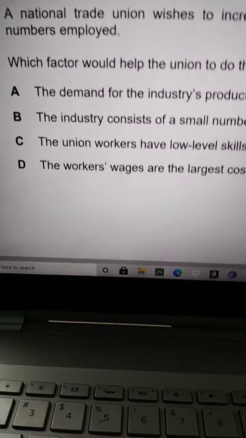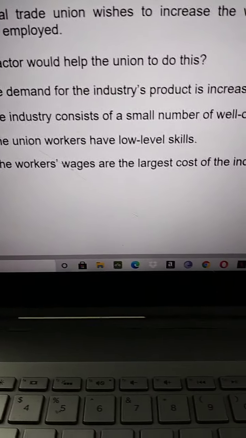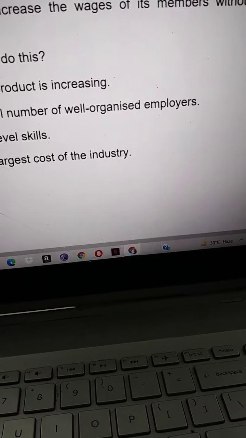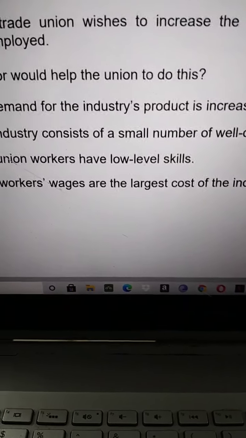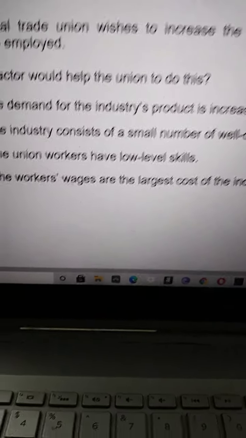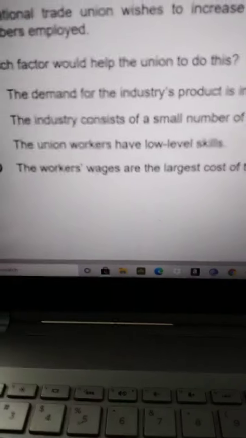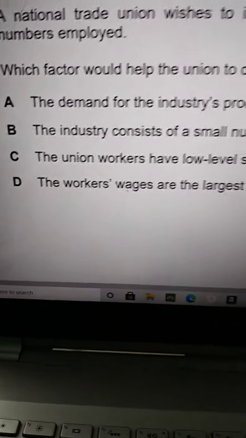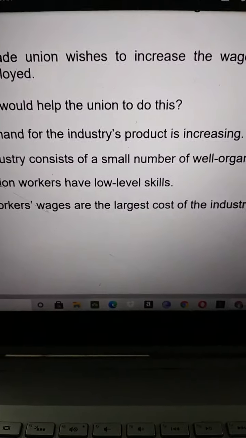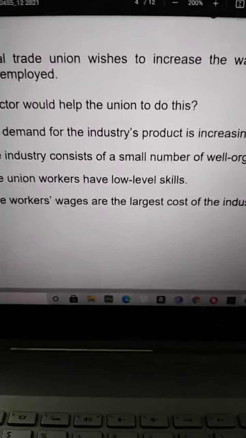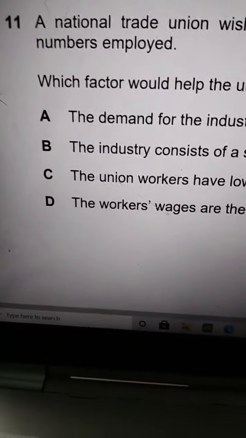Let's see the others. The industry consists of a small number of organized employers. No, it means that their jobs will be very restrictive. The union workers have low level skills. So who is going to increase their wages if they have a low level of skills? So it cannot be the answer. The workers' wages are the largest cost of the industry. So they will never increase their wages. So option A is a good one.